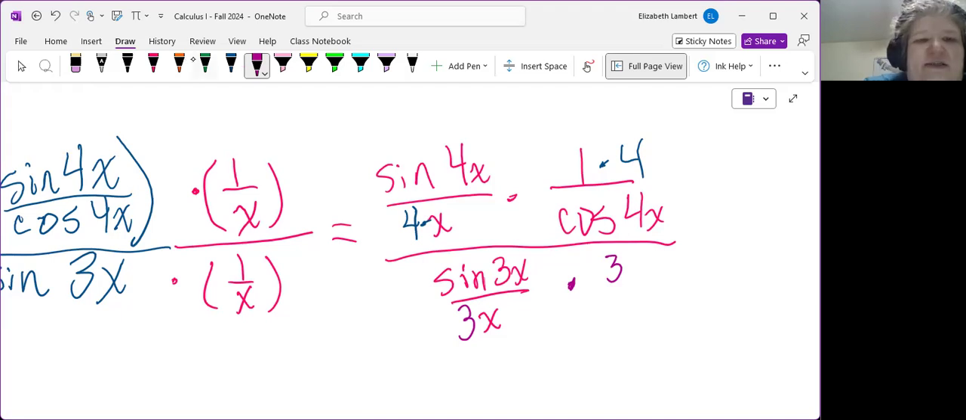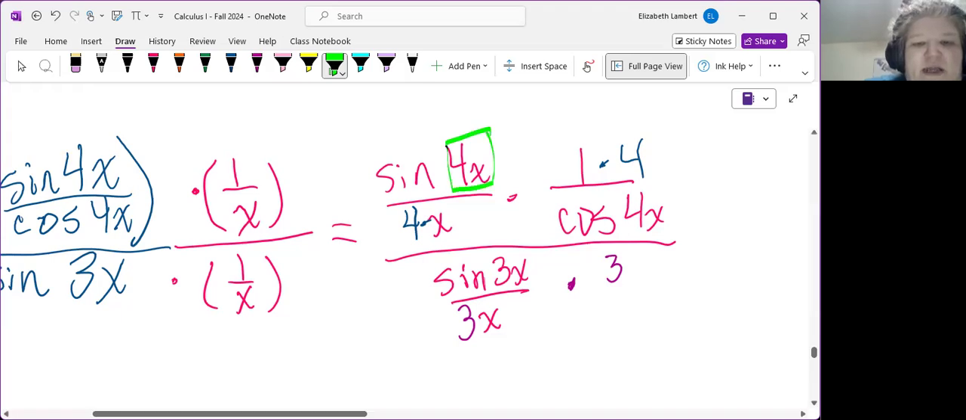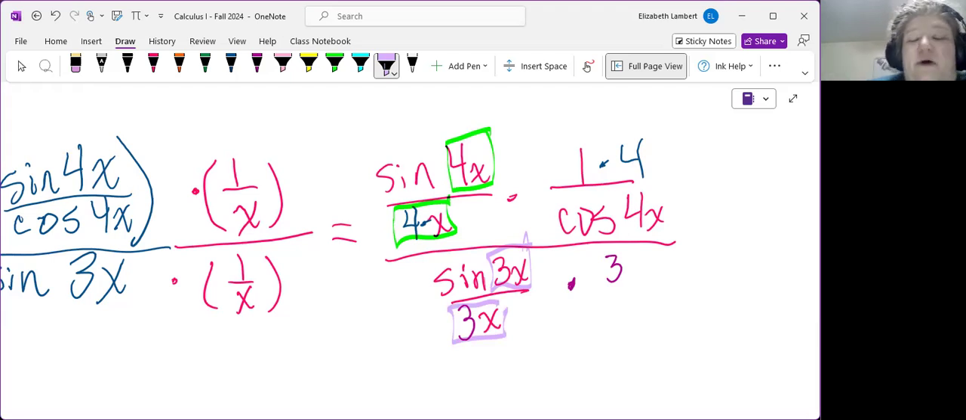I've got sine of ugly over same ugly. And then I have sine of other ugly over same other ugly. So these guys, the limit as x goes to 0, 4x also goes to 0, 3x also goes to 0. So those guys are all going to evaluate to 1. So really, the only part that I actually have to care about now is this other part. What does 1 times 4 over cosine 4x over 3 go to?